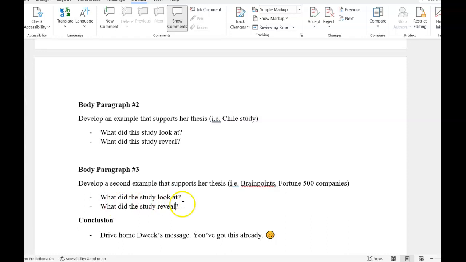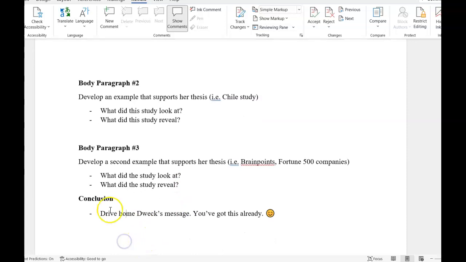What did the study look at? So what were the details of the study? And then what did the study reveal? So take us through another example so that we can kind of see how effective this growth mindset claim really is. And at that point, you can drive home Dweck's message in a conclusion paragraph, and I think you're already doing this pretty nicely.